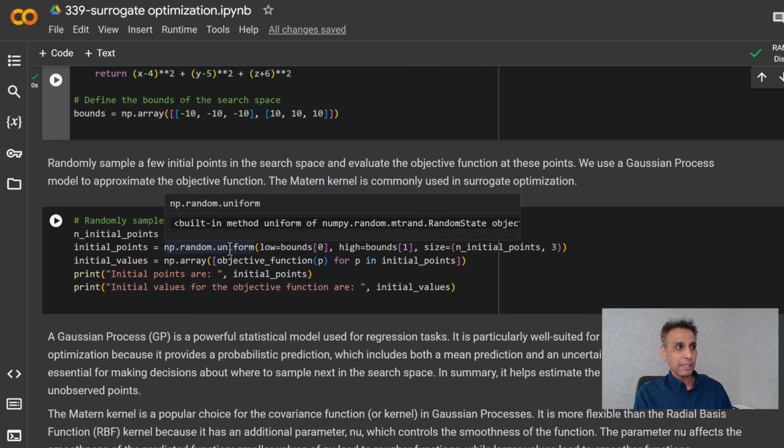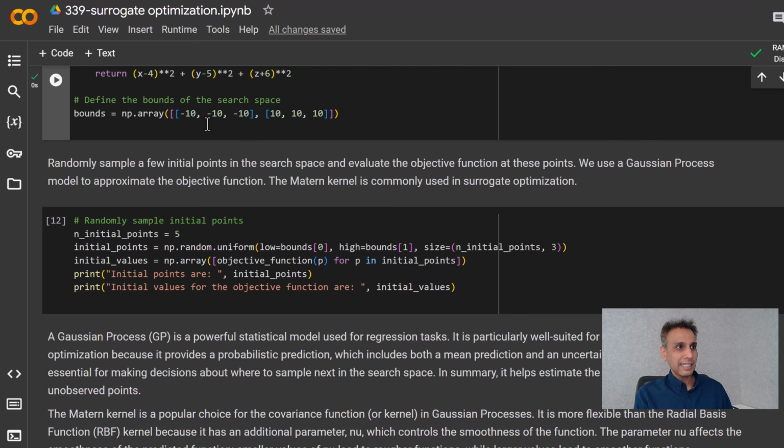And how are we sampling? We are doing random.uniform. And low bound is our low bound. You can see here, high bound is 10, so minus 10 to 10. And get 5 random points. And obviously the dimension is 3. We have x, y, z in our case. And yeah, so let's go ahead and do that.